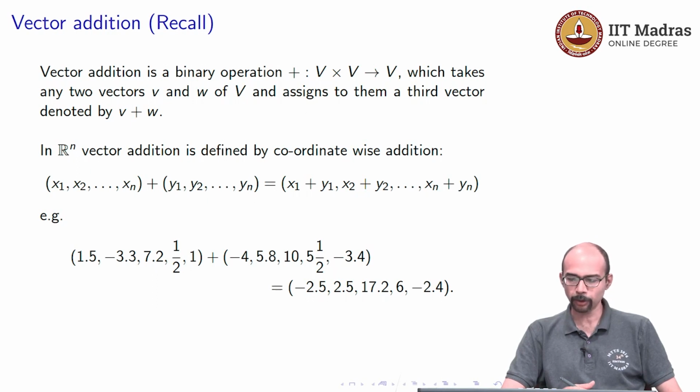The first coordinate will be 1.5 minus 4, that gives me minus 2.5. The second coordinate will be minus 3.3 plus 5.8, that gives me 2.5, and I'll leave you to check the rest.